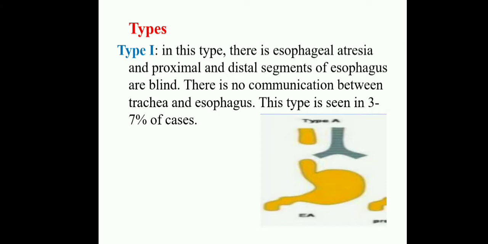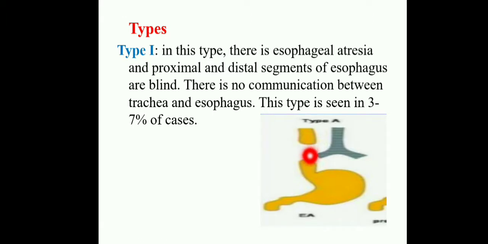Type 1. In this type there is an esophageal atresia, and the proximal and distal segments of the esophagus are blind. There is no communication between the trachea and the esophagus. This type is seen in 3 to 7% of cases. What is there here? This yellow part is called the esophagus. This other color part is called the trachea. This is a windpipe. This is a food pipe.